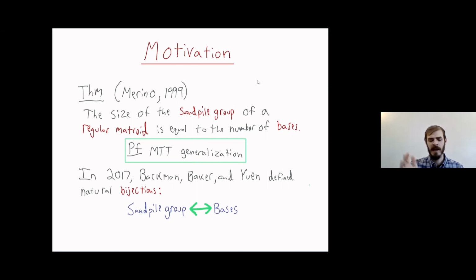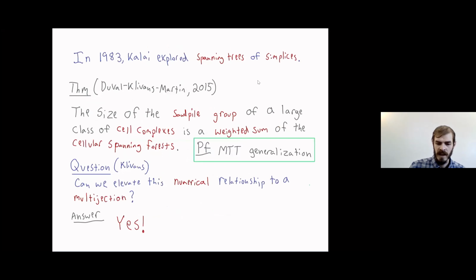There are a lot of these words that I'm not going to explain. If you're not familiar with them, it's okay. But the idea is we had this relationship between the sandpile group and the bases, and the proof gives a numerical result, but then it can be extended to get a bijective result. And so you can extend this instead of working with regular matroids. Another way to extend it is to work with cell complexes.